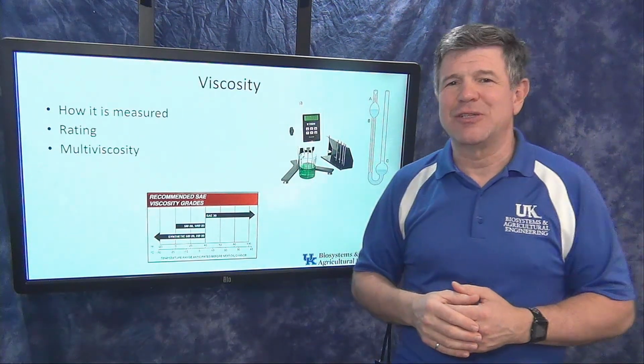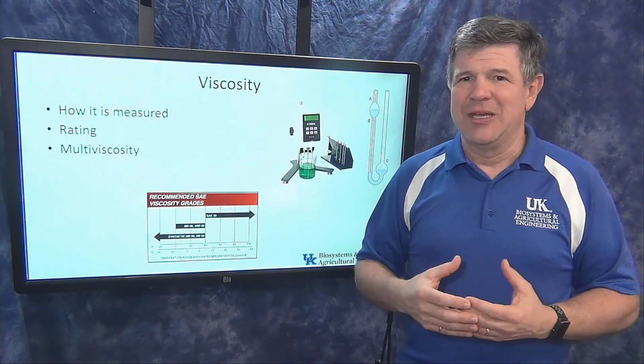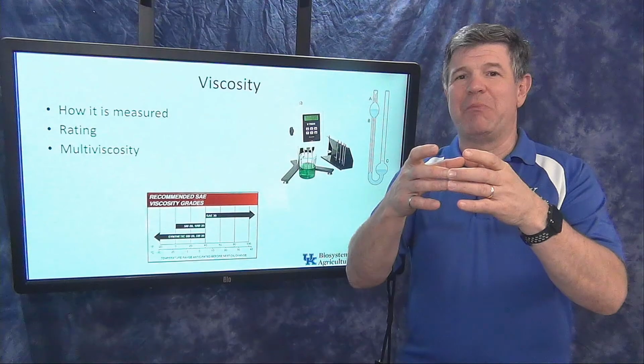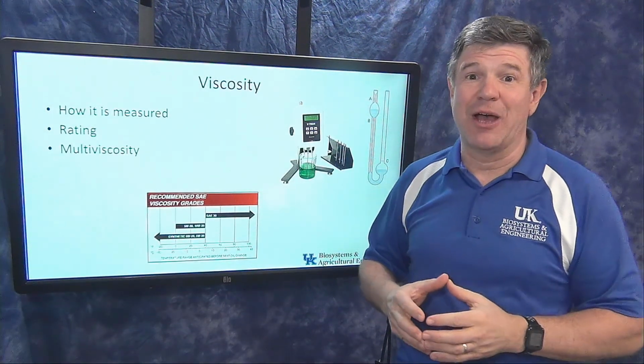The way it was traditionally measured and kind of the standard for oils is that we take a can or a bucket and we put a hole in the bottom of it and see how long it takes for the stuff to run out the hole.